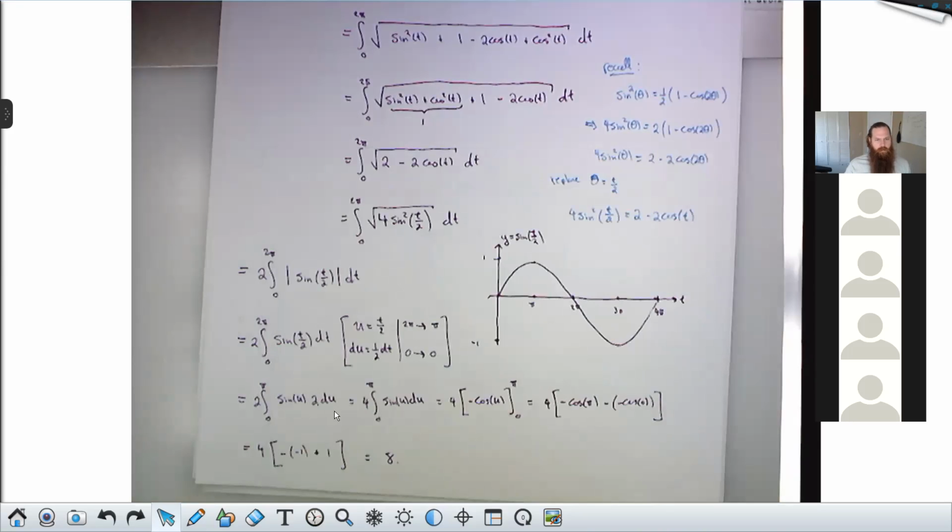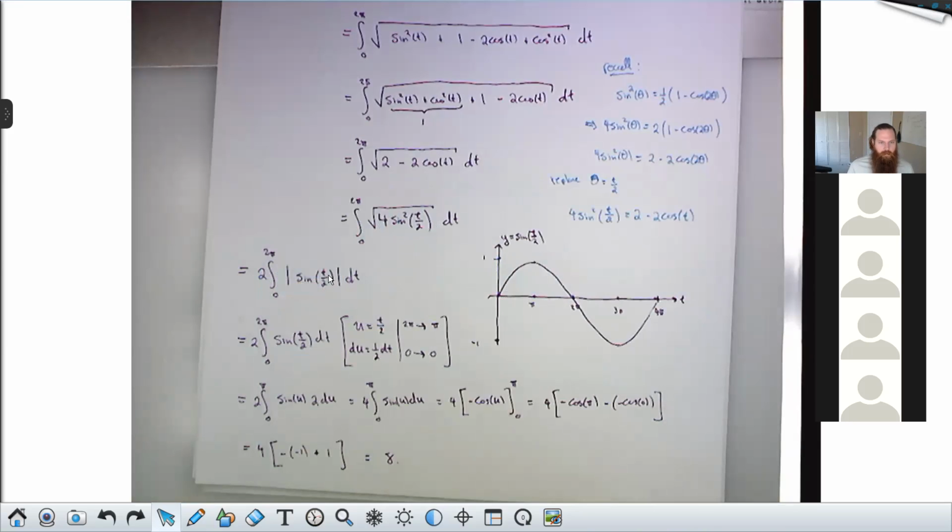In this case, it's not consequential because sine of t over 2 is positive everywhere from 0 to 2 pi. I'm just looking at this region. So the absolute value of that thing is just that thing. That's all this step was about. So here I'm taking the square root carefully. The square root of some stuff squared is not just that stuff, it's the absolute value of that stuff.